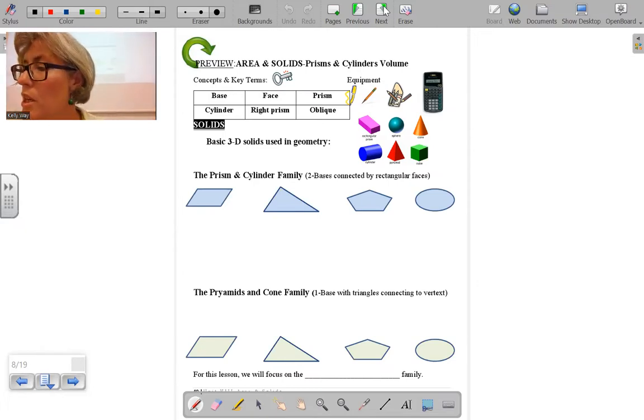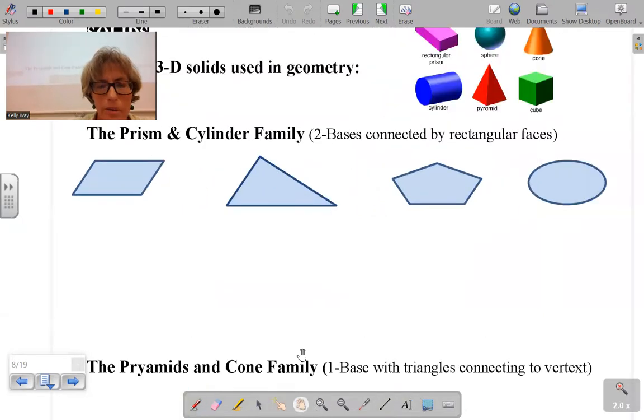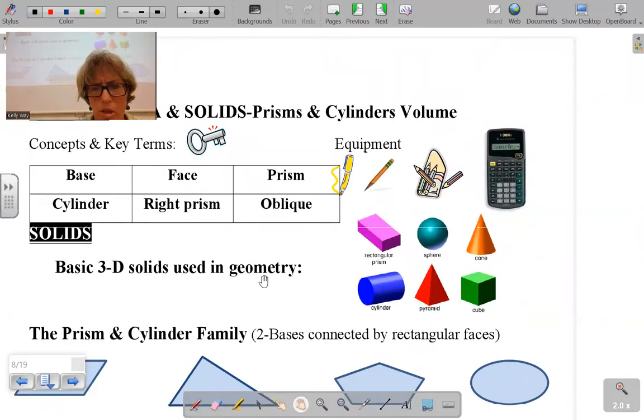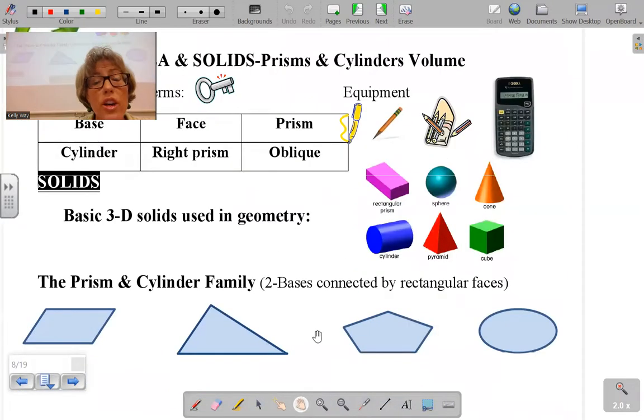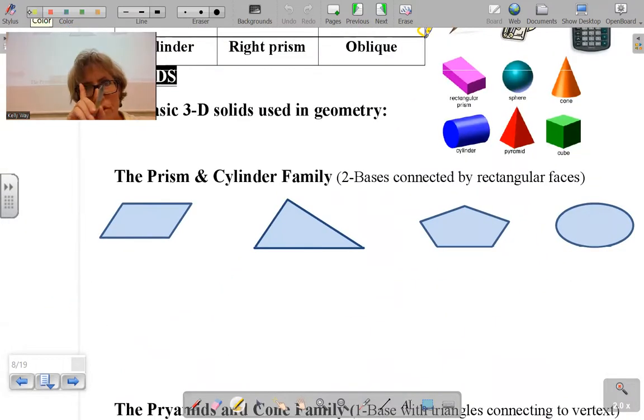Now, one of the main skills you're going to be learning is drawing prisms and cylinders. And there's a reason why prisms and cylinders are in the same, what are called, solids families. Solids are these things. You learned them in kindergarten. Rectangular prism, a cylinder, a can, a pyramid, a sphere is a solid. So a prism and a cylinder have these 2 qualities. They have 2 bases, and they're connected by rectangular faces. 2 bases connected by rectangular faces.